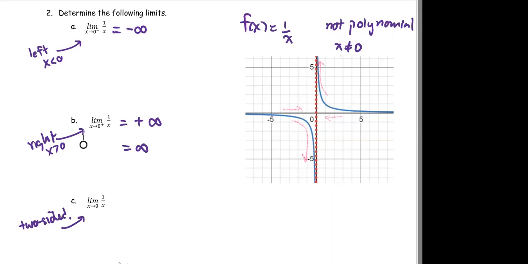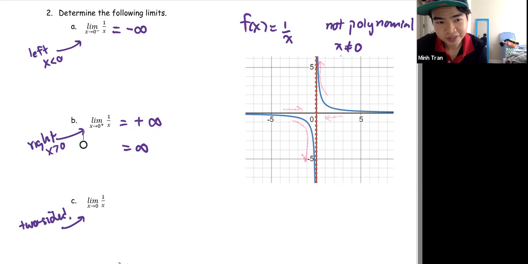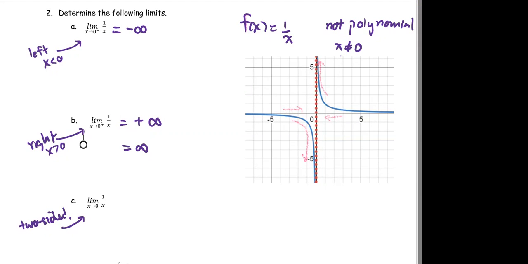Part C, just to wrap up, what is the two-sided limit? D and E, something, D and E, because both sides don't agree on the same direction or even the same value. So then we can see it does not exist. Okay, for the two-sided limit.